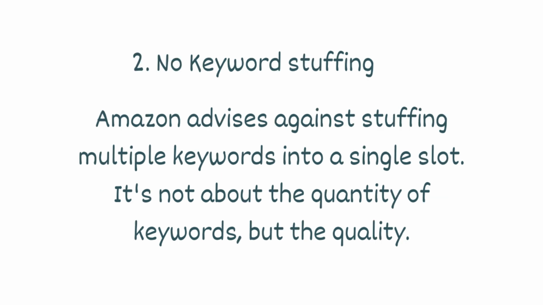And that ties in with number 2, which is no keyword stuffing. Amazon advises against stuffing multiple keywords into a single slot. It's not about the quantity of keywords, but the quality. So don't keep using keywords that are not relevant to your book. If your book is a notebook, just use the keyword notebook and not the keyword journal and planner as well, because it just makes it so much easier and so much better for your book to be discovered if you use the most relevant keyword.